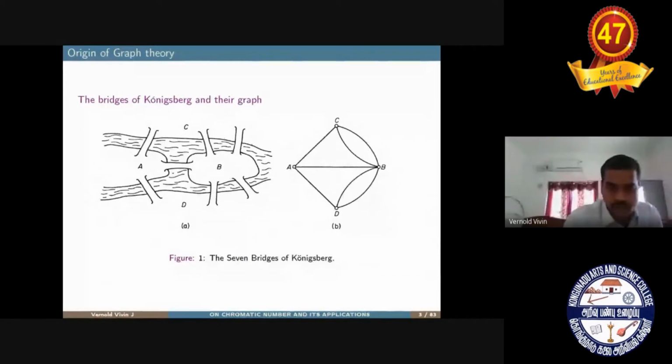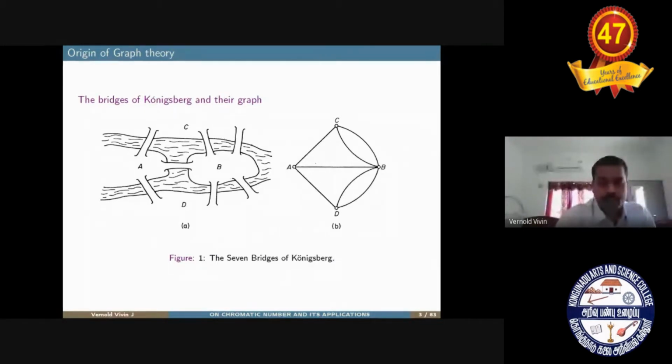Here you can see the bridges. A has one bridge to C, one bridge to D, and one bridge to B. Similarly, B has 5 bridges. You can see it from the figure. B is connected to D with 2 bridges, B is connected to C with 2 bridges, and B is connected to island A by a single bridge. So this is the area called Königsberg and its bridges.